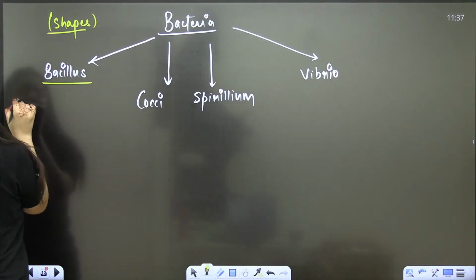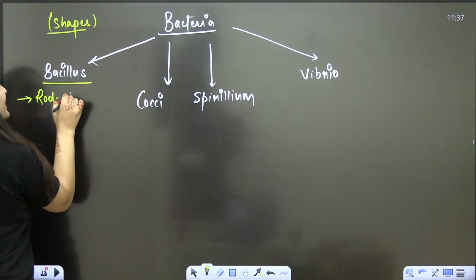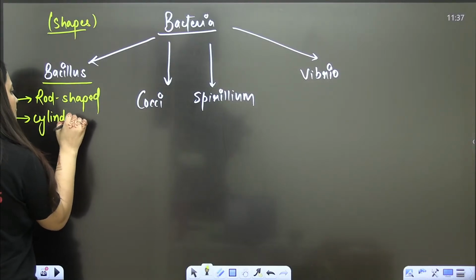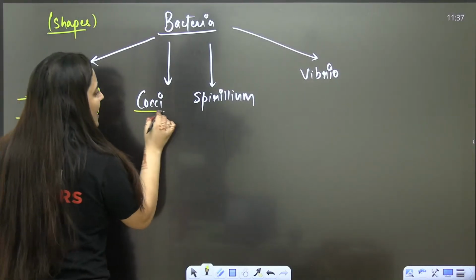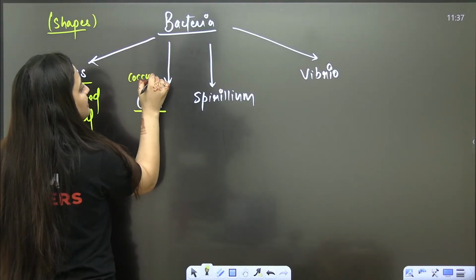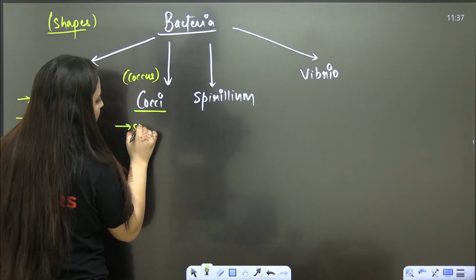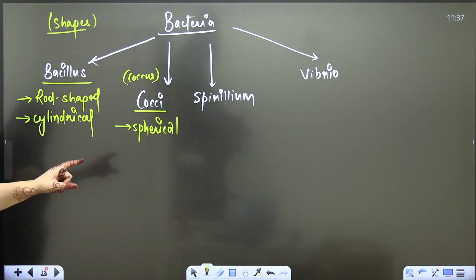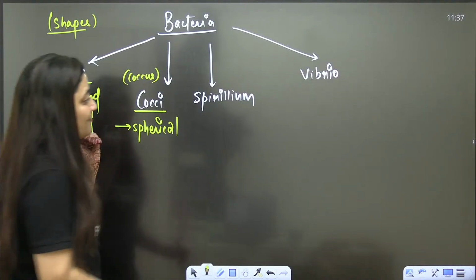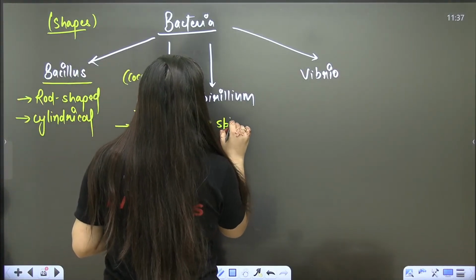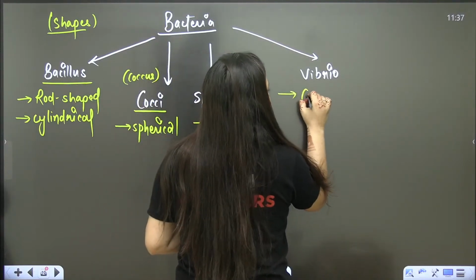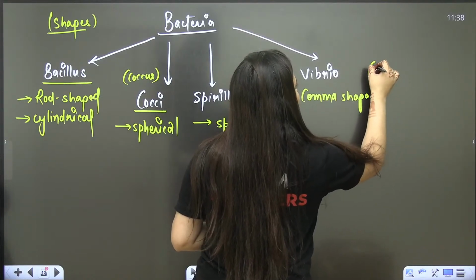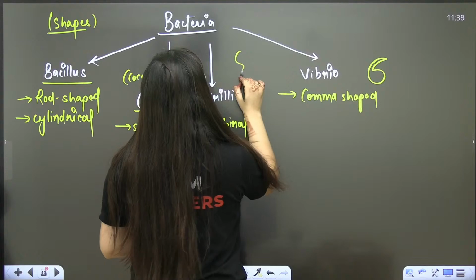When it is bacillus, it means it is rod shaped, which means cylindrical. Cocci is plural, singular is coccus. Coccus means spherical. The bacteria is spherical. Spirillum, the shape is spiral, and vibrio is comma shaped.